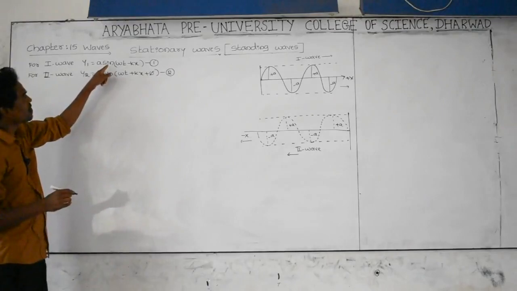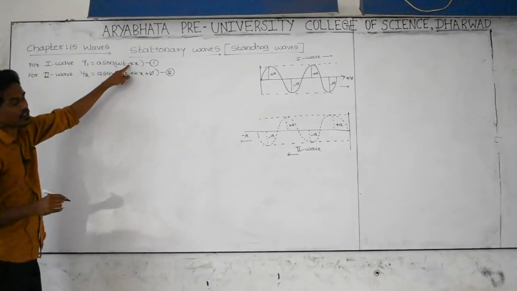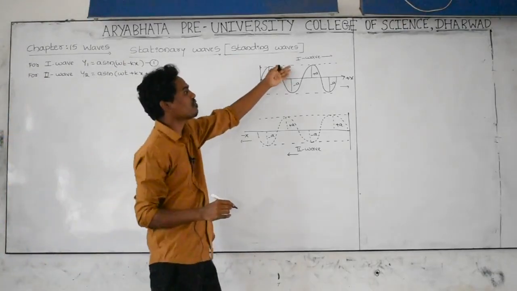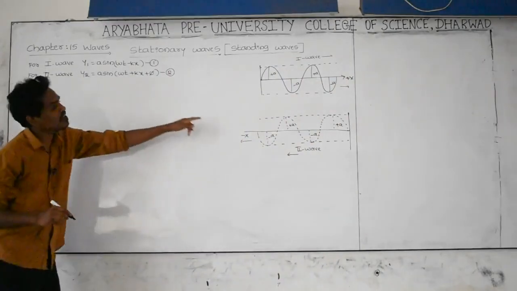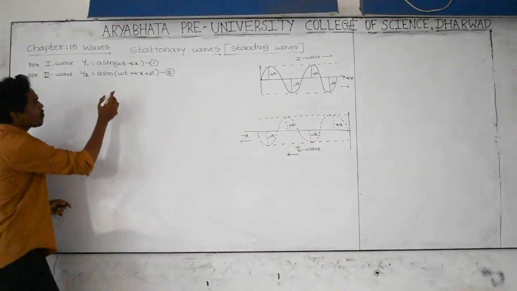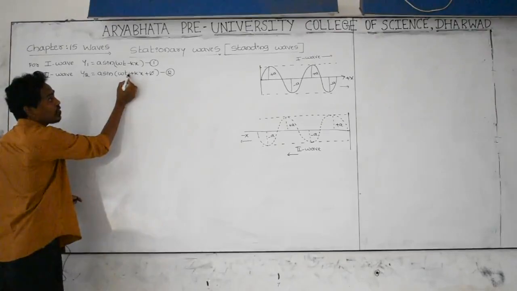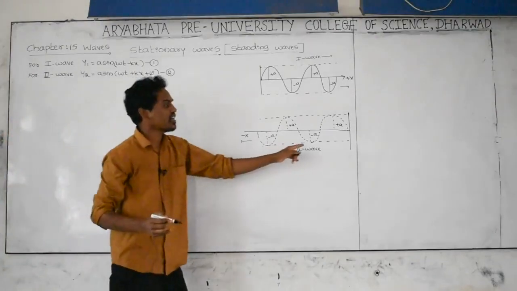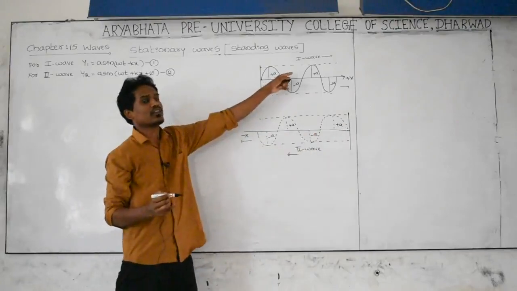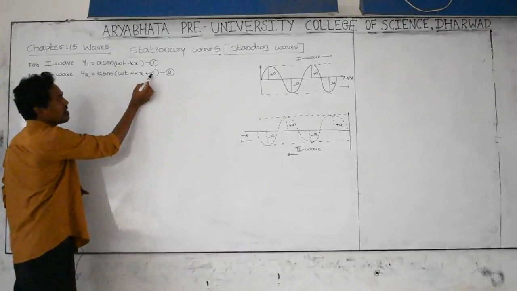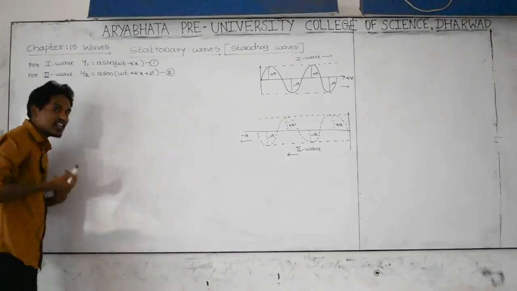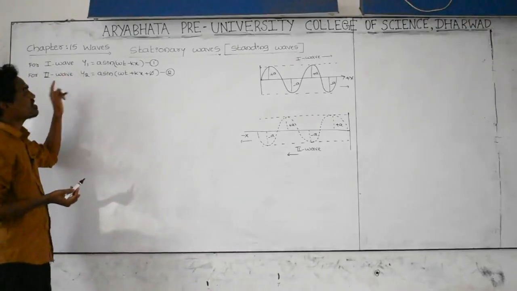In the first wave I have taken the minus sign, which indicates that the wave is moving in the positive x direction. For the second wave, instead of minus I have taken a plus sign. The plus sign represents that the second wave is moving opposite to the first wave. And one more extra term I have taken. What is pi? Pi indicates whether there is any phase difference between the first wave and the second wave.